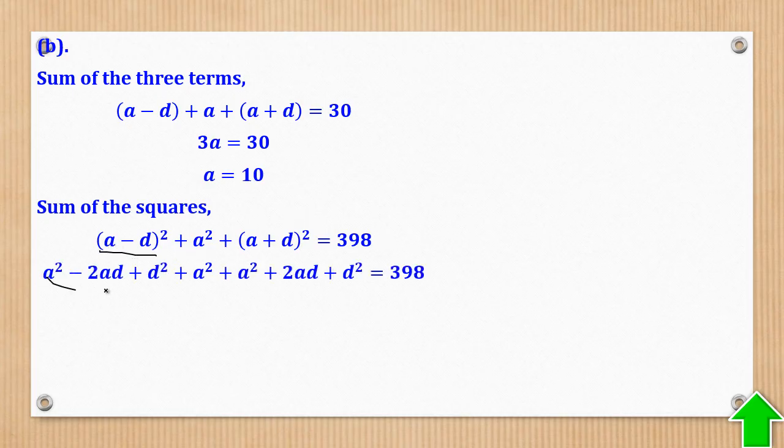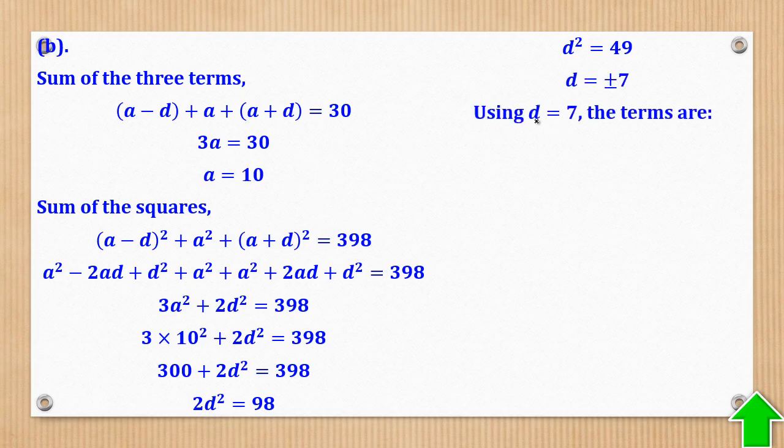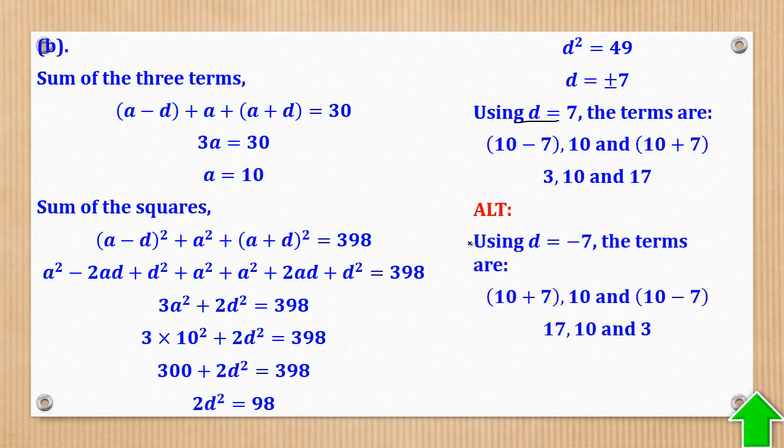Expand, this gives you this. Simplify. The good thing, we know the value of A, so substitute for A and remain with only D as an unknown. So make D the subject, it will be plus or minus 7. So when I use D equal to positive 7, I'll get this as the terms. Alternatively, I can take D as negative, still I'll get the same as that. And that's what they wanted.